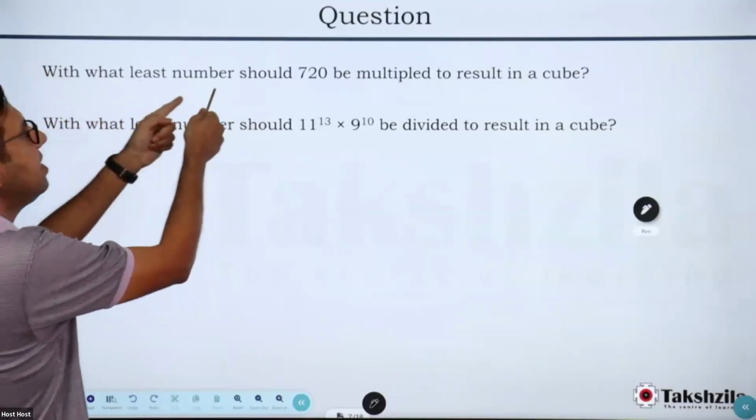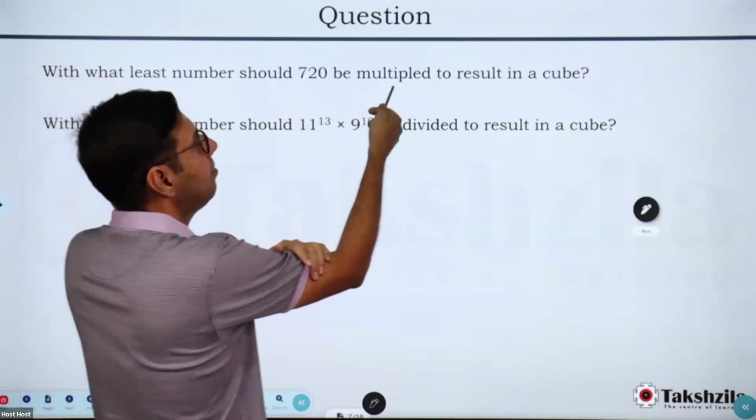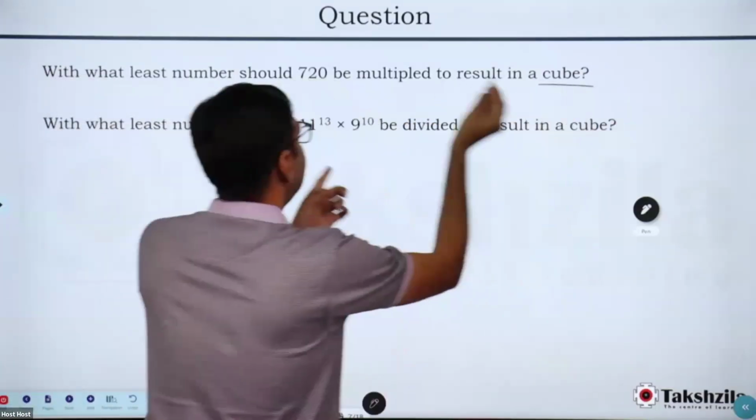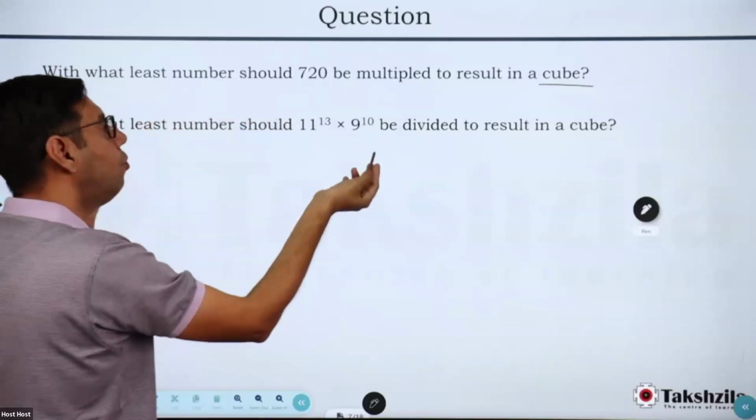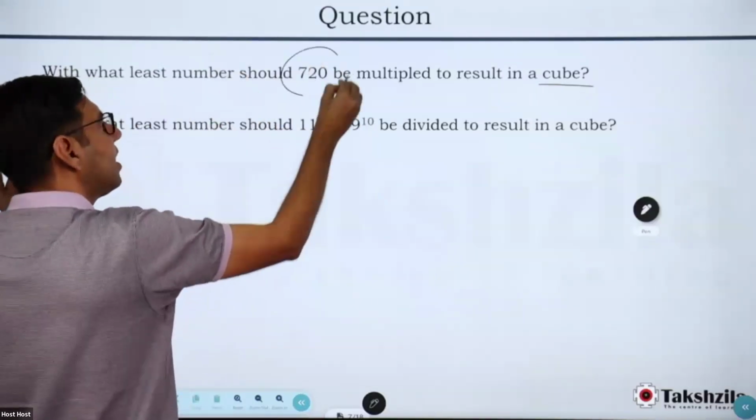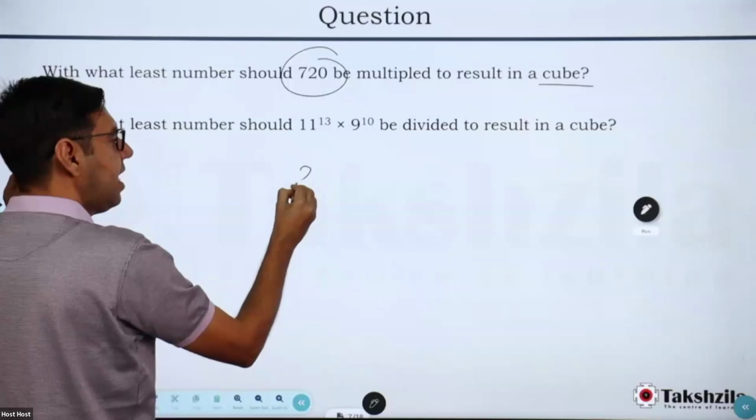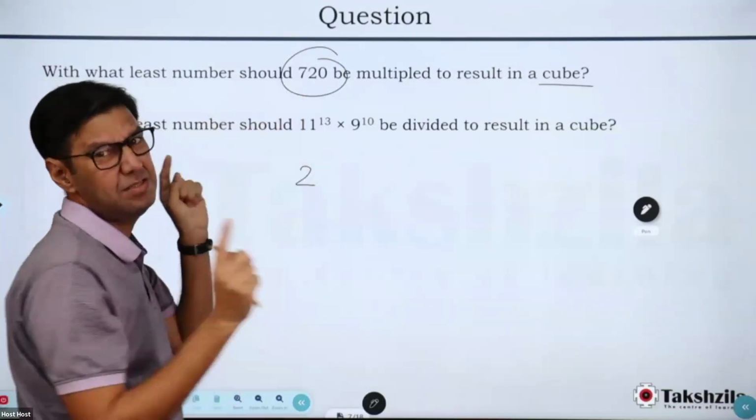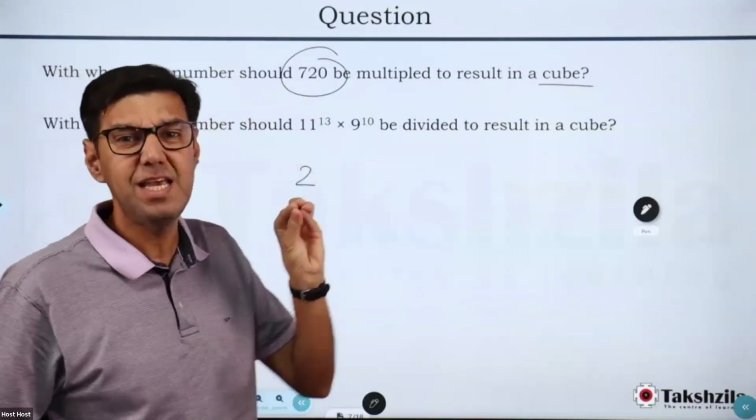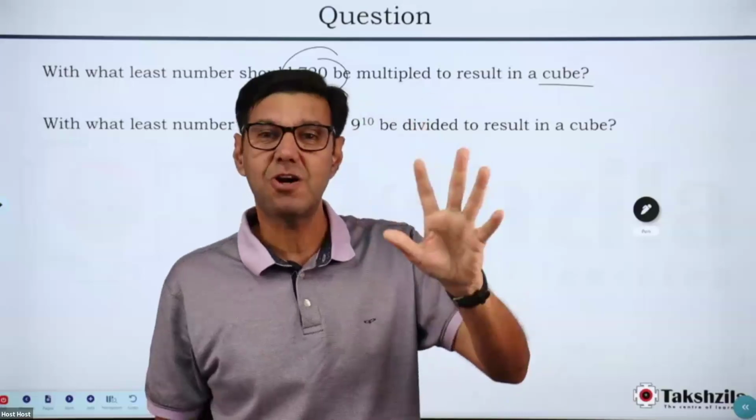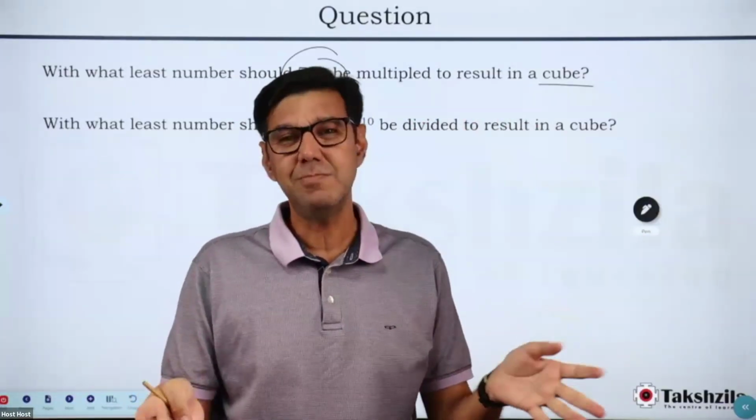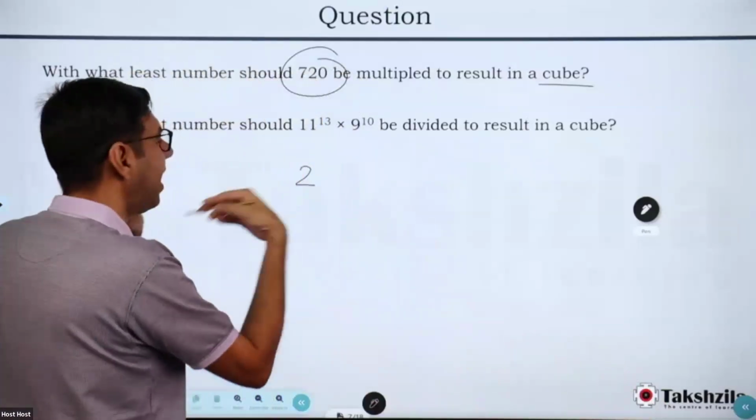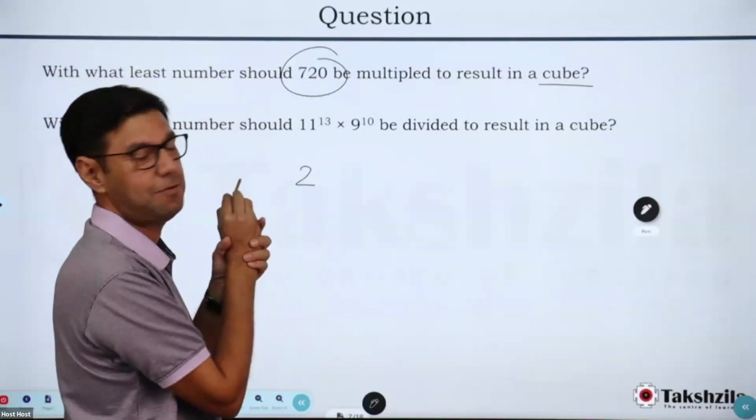With what least number should 720 be multiplied to result in a cube? I do not understand what has to be done. Don't do anything, just factorize the number. 720, and I'm giving it directly. These are numbers like 720, 360, 144, 288, 1024, which are so common that you should directly be writing the factorized form.